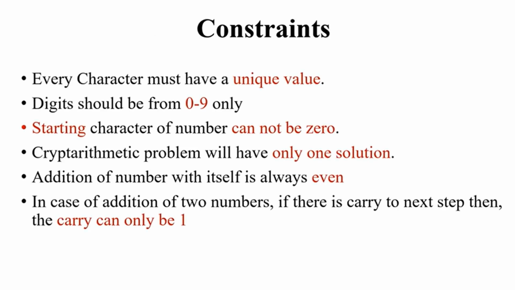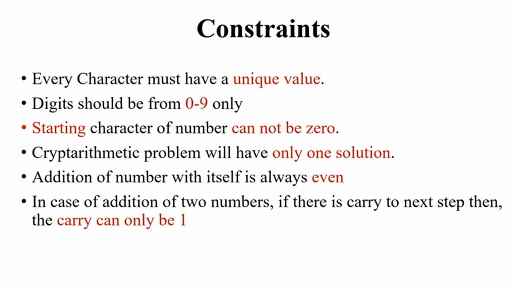The constraints for this problem are: every character must have a unique value. Digits should be from 0 to 9 only. The starting character of a number cannot be 0. The encrypted arithmetic problem will have only one solution. Addition of a number with itself is always even. In case of addition of two numbers, if there is a carry to the next step, then the carry can only be 1.